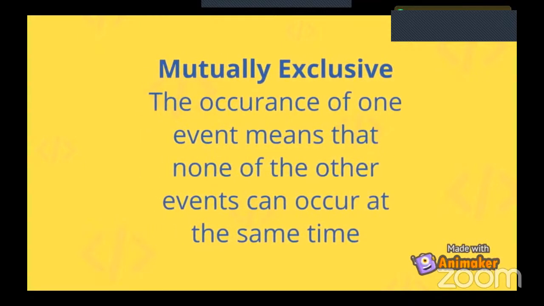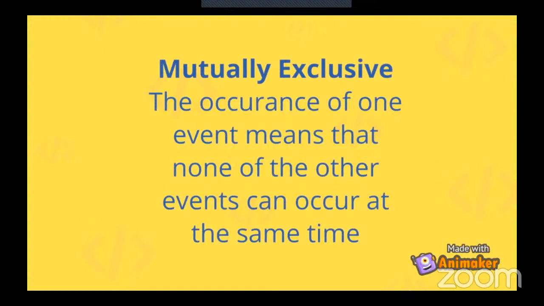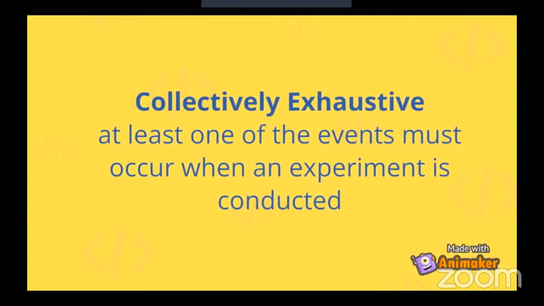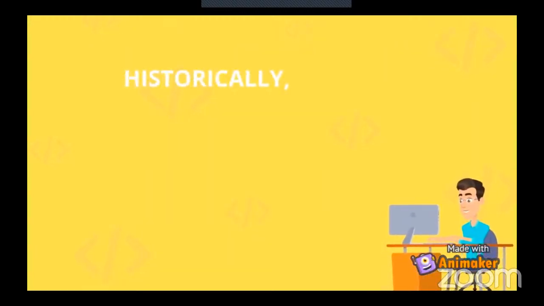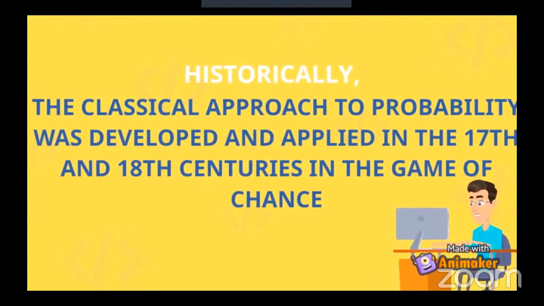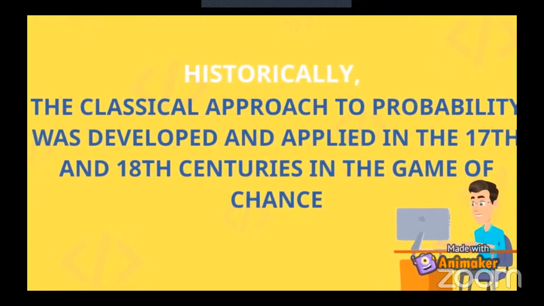Second, mutually exclusive. The occurrence of one event means that none of the other events can occur at the same time. Third, collectively exhaustive. At least one of the events must occur when an experiment is conducted. Historically, the classical approach to probability was developed and applied in the 17th and 18th century in games of chance.